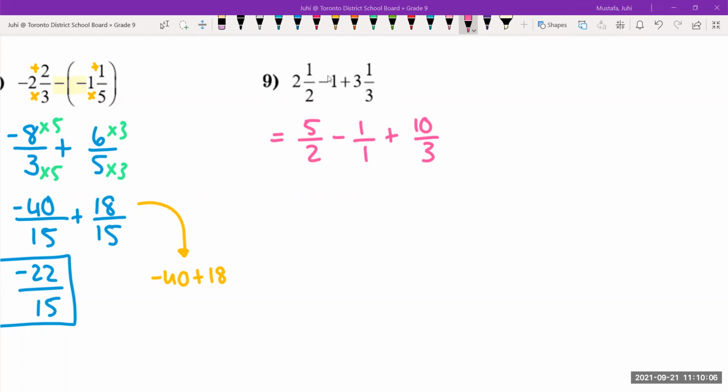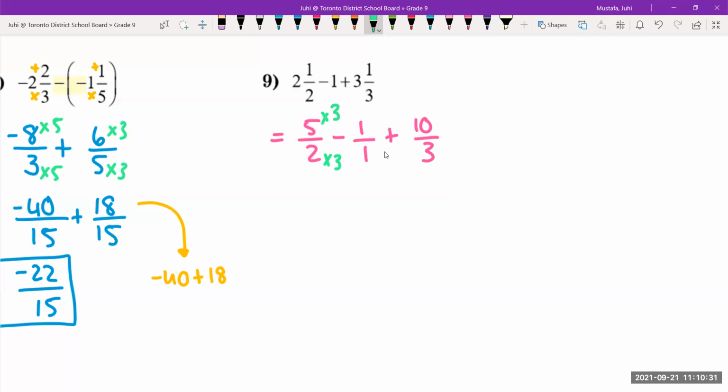So see this little -1 that's super random and really easy to miss? I made it into a -1/1. 3 times 3 is 9 plus 1 is 10. So this is 10/3. What is the common denominator here between 2 and 1 and 3? It's going to be a 6. So I'm going to multiply this by 3 and this by 3.